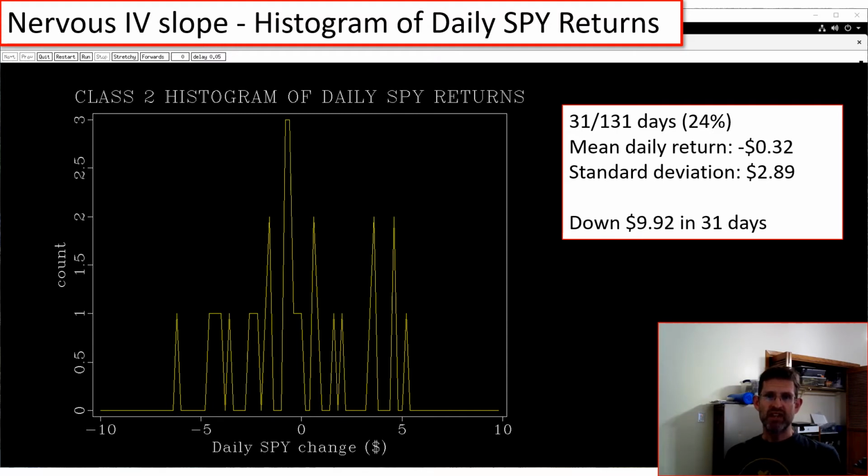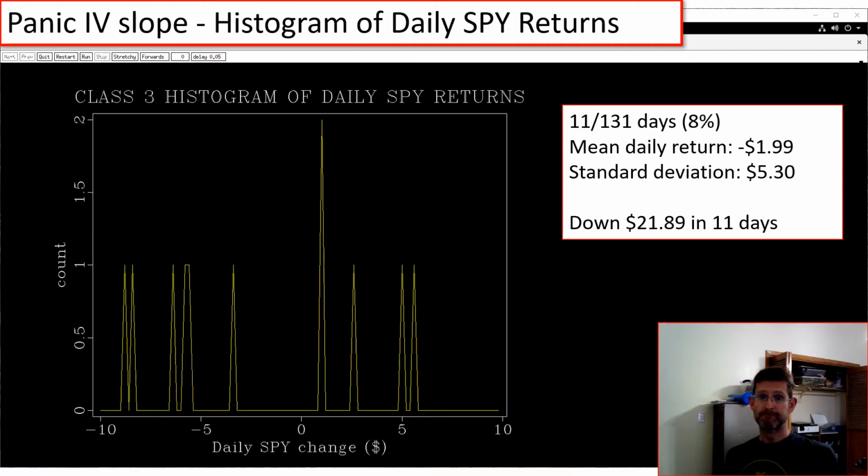We have a mean daily return of minus 32 cents and a much higher standard deviation. So the volatility is indeed higher during these times. A 32-cent loss per day for 31 days is a cumulative loss of $9.92.